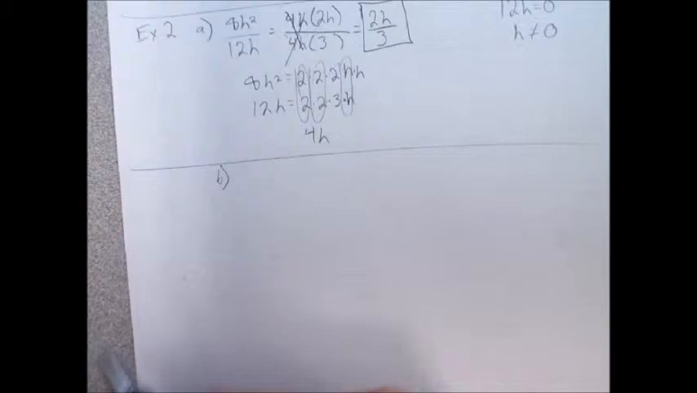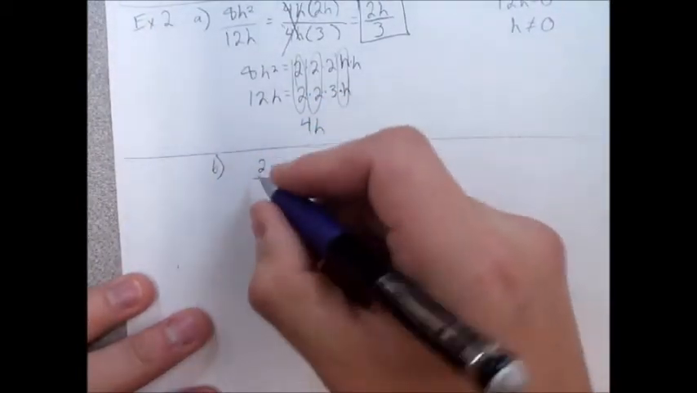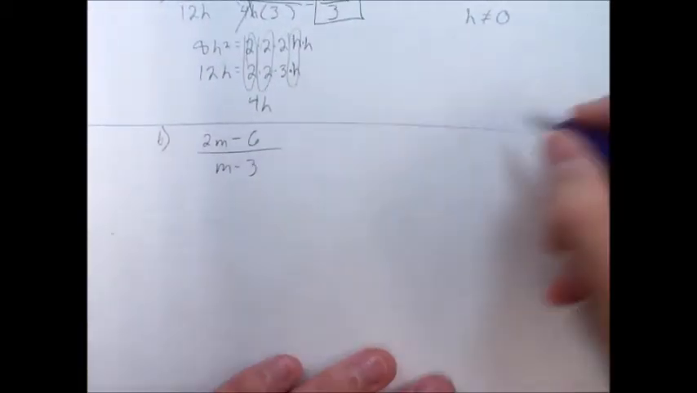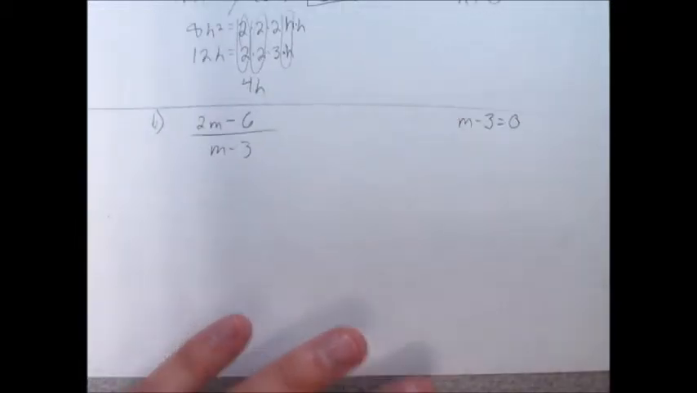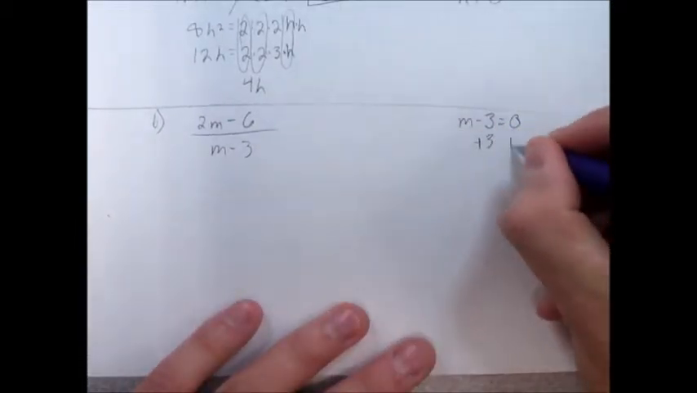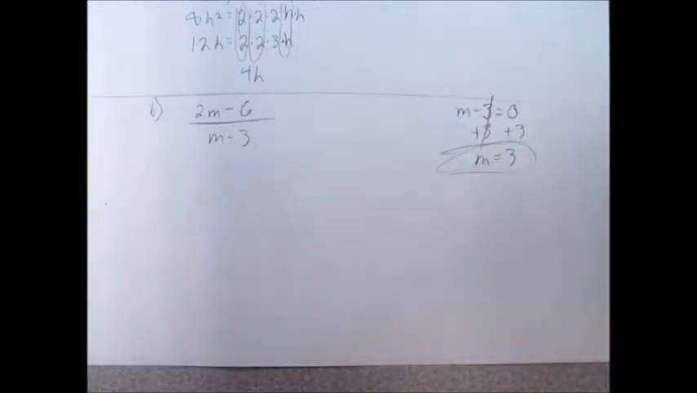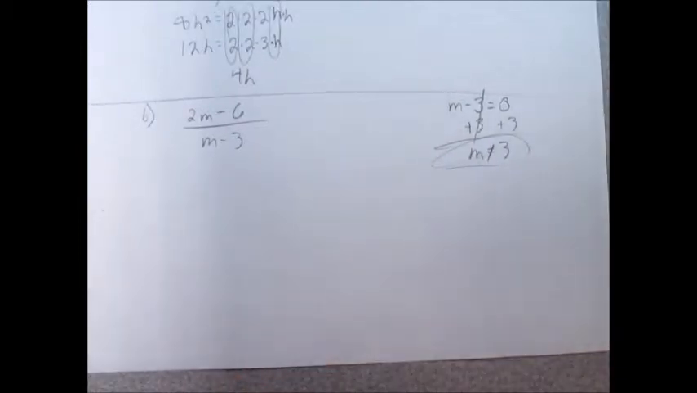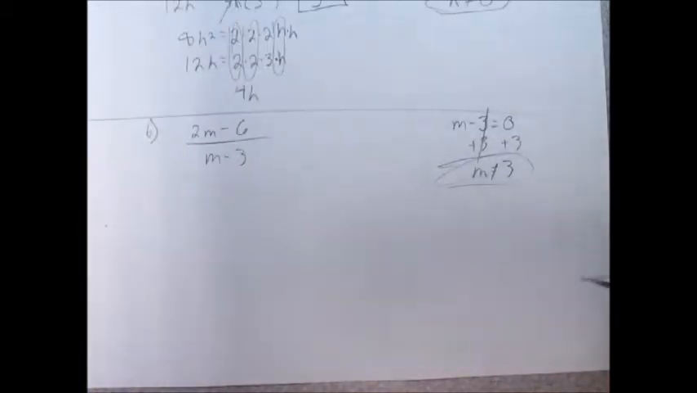Okay, we're going to do a little more difficult one now. We have 2m minus 6 over m minus 3. Again, I need to find the excluded value since there's a variable in the bottom. So set m minus 3 equal to 0, and I do what to my 3? Add it. I'm going to add 3 to both sides. I'm left with m equaling 3. So m cannot equal 3. That is my excluded value. That is part of your answer. On your test, you will get points for that. It's a really easy way to get points, so don't forget about it.